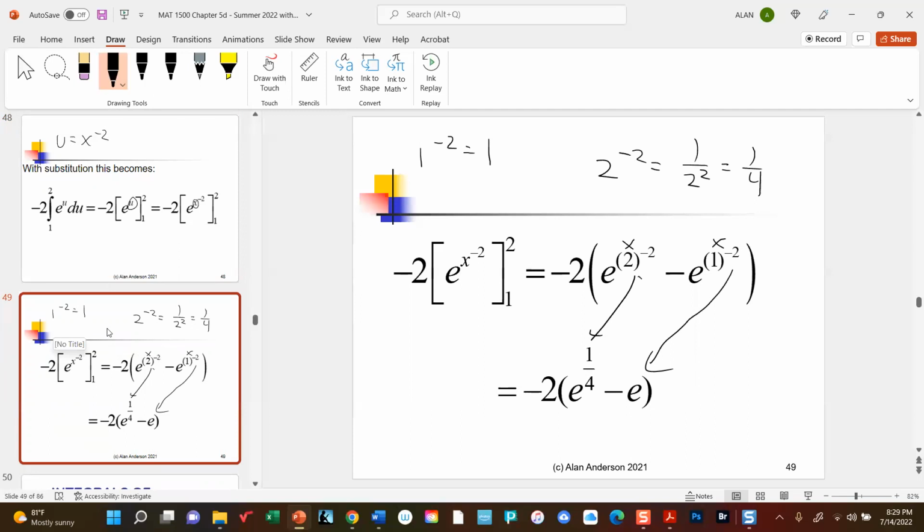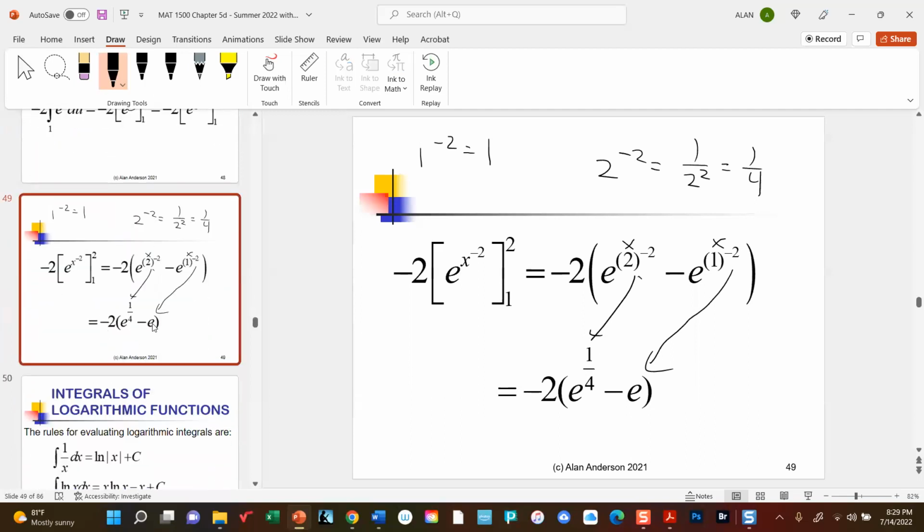Well, that was a bit of a mess. Excellent. All right. Well, now we can switch our attention to natural logs.